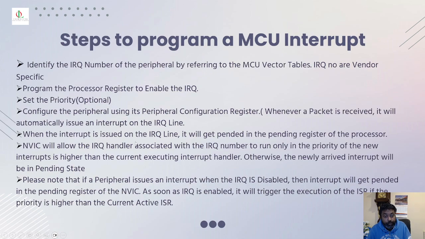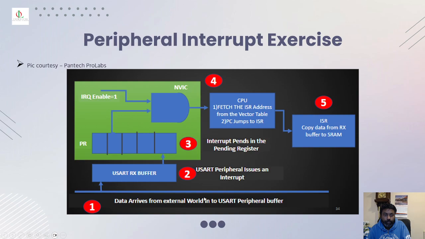When the interrupt is issued on the IRQ line, it gets pended in the pending register of the processor. So this time the NVIC will allow the IRQ handler plus the IRQ number to run according to its priority, and that's how the interrupt works with the priority level, as you can see from these steps. Please note that if a peripheral issues an interrupt and the IRQ is disabled, then the interrupt will get pended into the pending register of the NVIC as soon as the IRQ is enabled. So this is the process of the peripheral interrupt exercise that I'm going to show you.